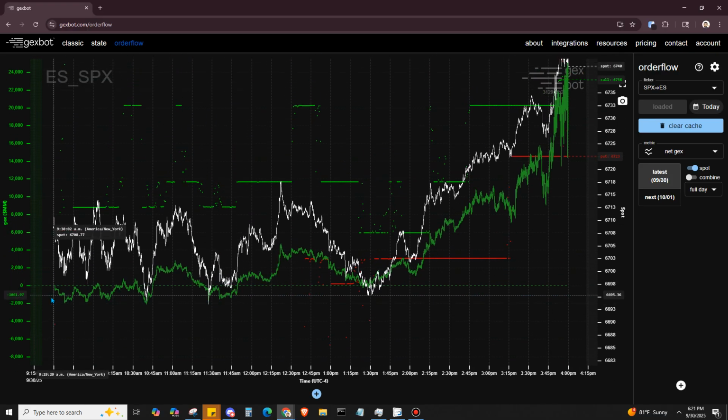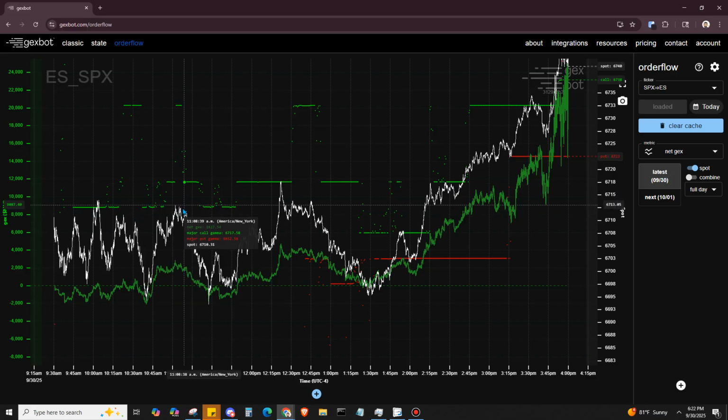But anyways, you can see the gamma here, this green line, oscillating around 0. So you could have opened the day bearish, but instead of just shorting, you're waiting for it to hit those walls and then shorting. Same kind of thing here.